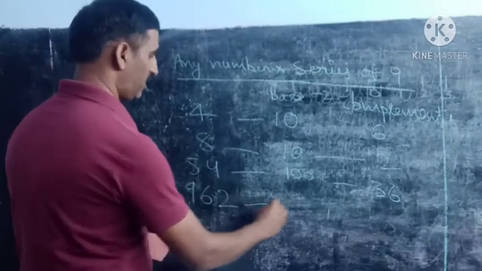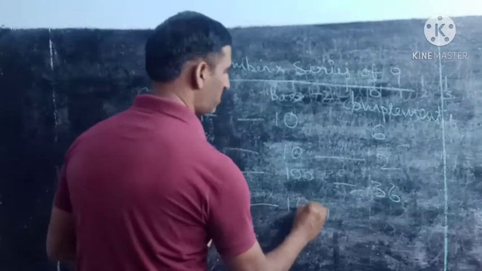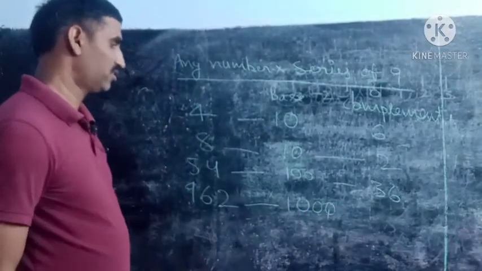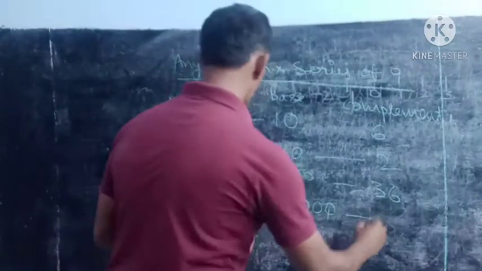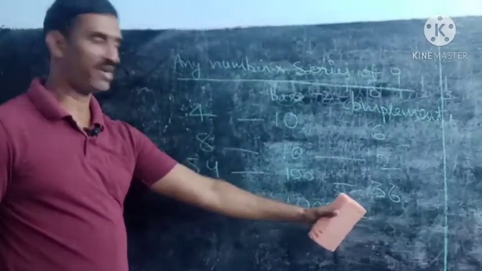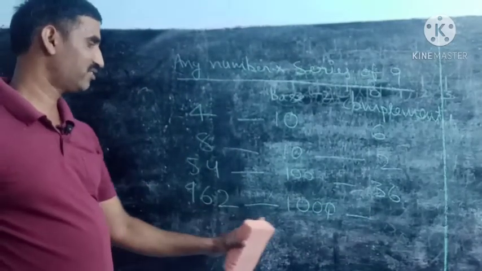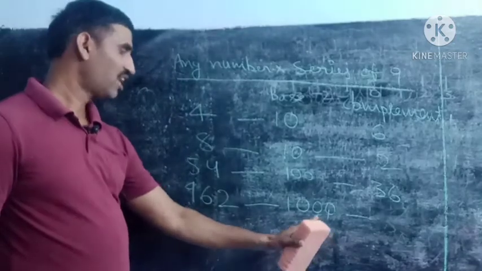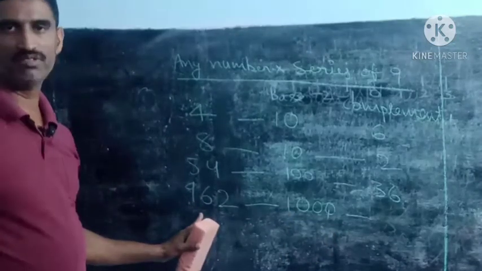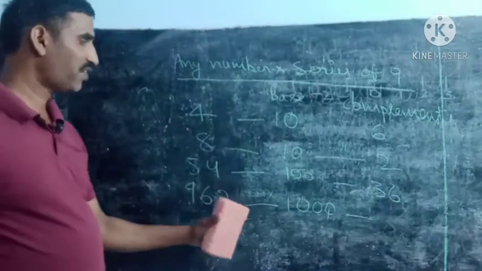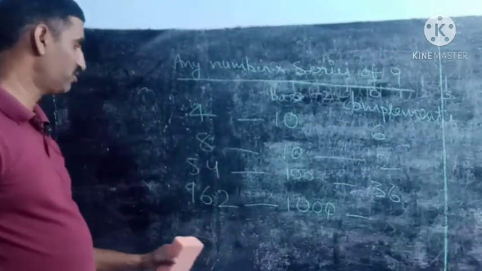Suppose I give a big number, 962. Here 3 digits will be there, so I consider the base 1000. What is the complement? For small numbers you can tell the complement easily. For 962, this is a big number. You can do 1000 minus 962 to get the complement, but instead of that, I am going to tell you an easy technique.